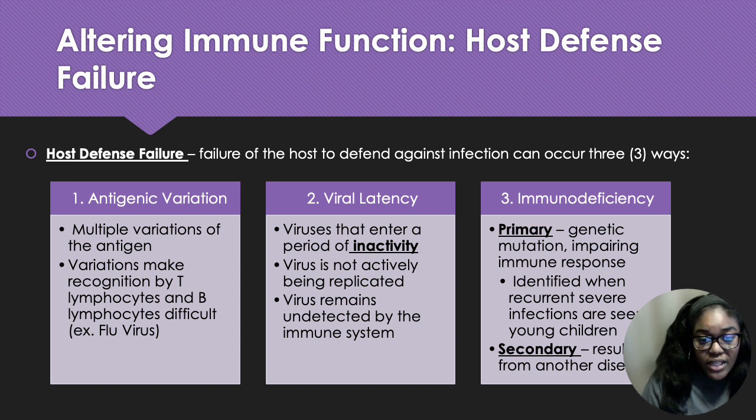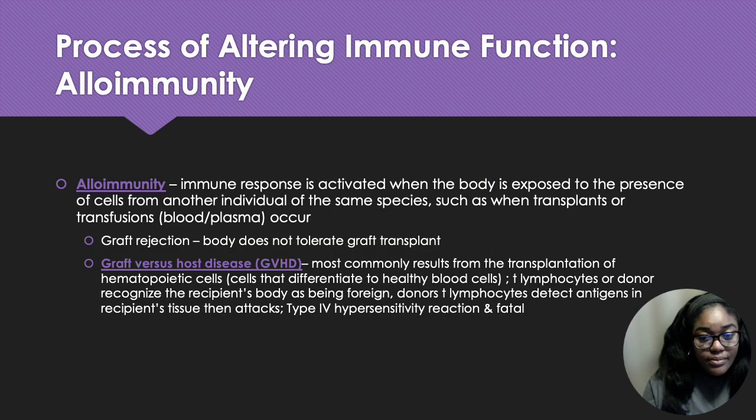As far as your genetic mutation, you have lupus as an example of that. Lupus is normally detected in young children, and you have signs and symptoms of lupus, and that's where they would diagnose that this is some sort of genetic mutation. That's where that immunodeficiency derives from.